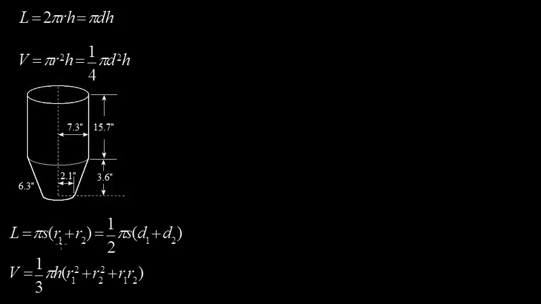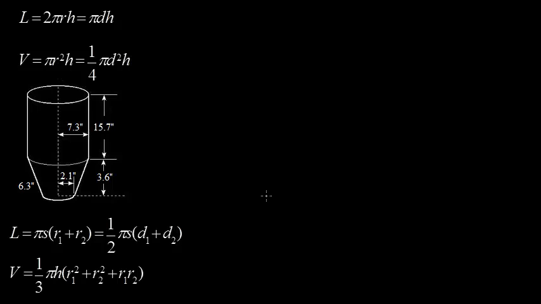Remember, radius 1 is our small radius, and radius 2 is our larger radius. For the frustum here, that smaller radius is 2.1 inches, and the larger radius is the same radius as that of the cylinder, 7.3 inches. We also have here the slant height of 6.3 inches, and the total height of the frustum at 3.6 inches. So we'll need that slant height for the lateral surface area and the height for the volume of that frustum.